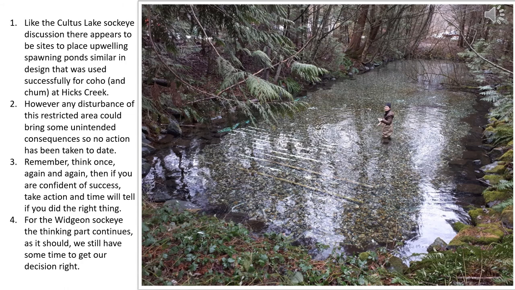So like the Cultus Lake sockeye discussion, there appear to be sites to place upwelling spawning ponds similar in design to that used successfully for many years for coho and in fact chum salmon at Hicks Creek. Now I showed pictures where water is coming out of coarse talus and fish were spawning right adjacent, but there's other sites farther along the talus slope that either because of insufficient gravel or too deep a reed canary grass are not being used by sockeye salmon at this present time, but still have groundwater outflows. Those provide an opportunity to collect those outflows and create new spawning grounds of the design I show here that would expand the amount of spawnable habitat for this population, and the goal would be to increase its population size and make it more resilient to future declines due to climate events, possibly fishing events.